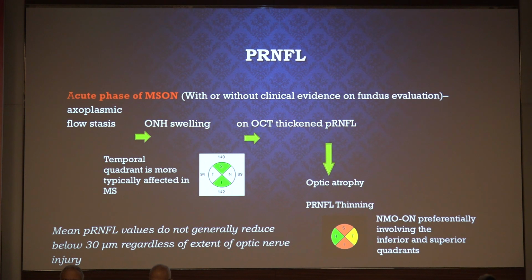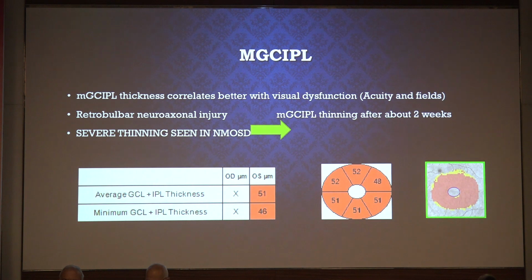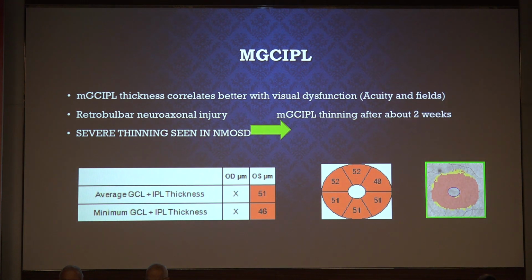But retinal nerve fiber layer thinning, you can't correlate it with the visual acuity or the fields of the patient. Whereas ganglion cell layer thinning correlates very well with the vision and also with the visual fields of the patient. In NMO, again, this layer is severely thinned out. You see a lot of red there in NMO spectrum disorder optic neuritis.